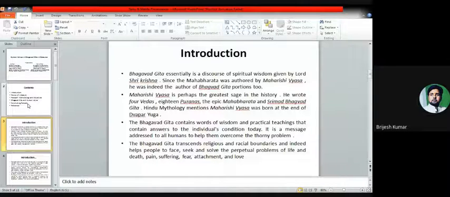moving forward together. This scripture is not a mere old scripture, nor is it a book of religious teachings, nor is it a Hindu scripture. It transcends religious and racial boundaries and indeed helps people to face and solve the perpetual problems of life and death, pain, suffering, fear, and attachment of love.